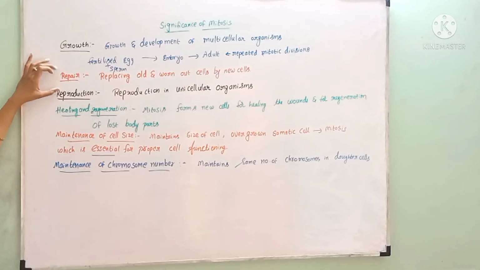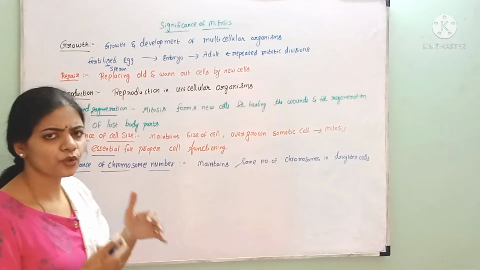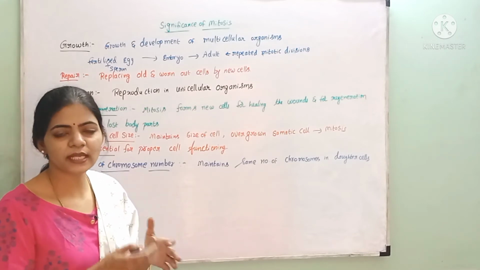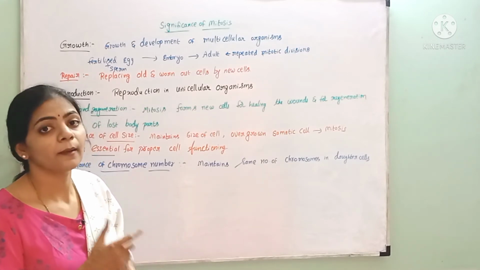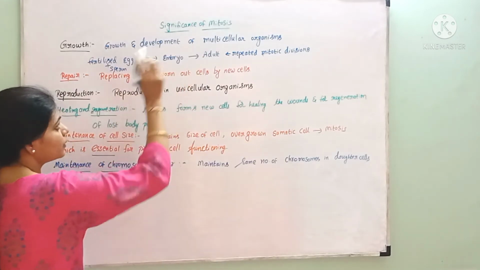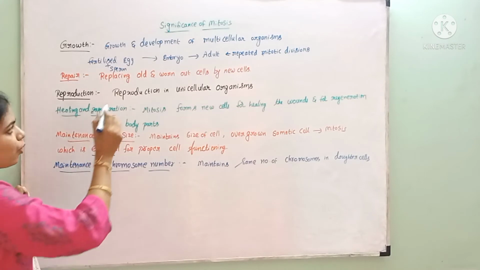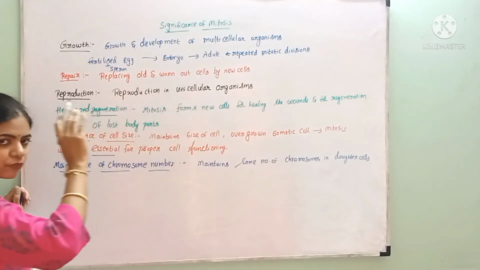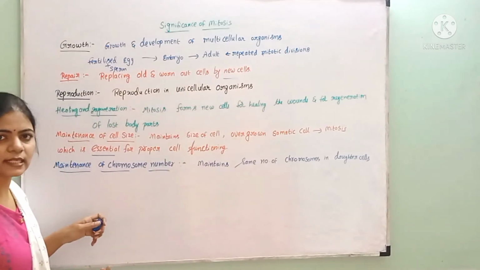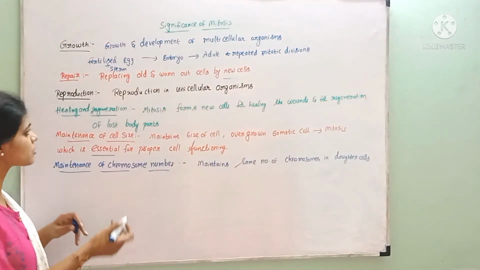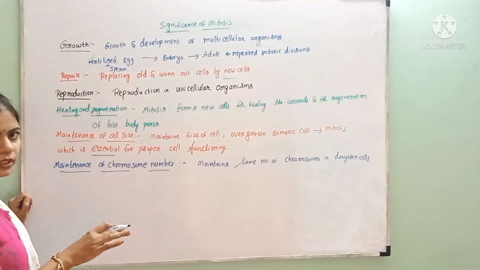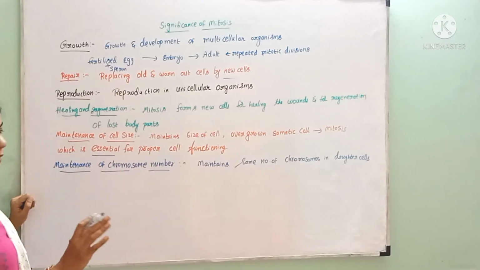Next, repair. Next process is the repair. That means every day so many old cells will be worn out, and damaged cells will be replaced by the new cells. This process is also done by the mitosis. If the old cells and worn out cells have not been replaced by the new cells, then maybe the aging of the cells takes place. Aging process, the old cells will be accumulated in that region, that leads to the overall damage.